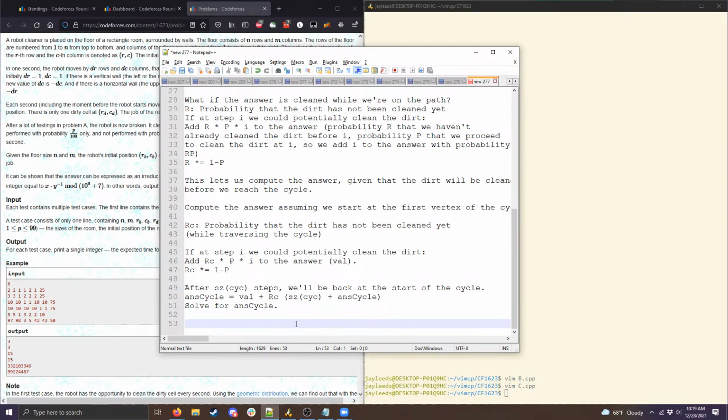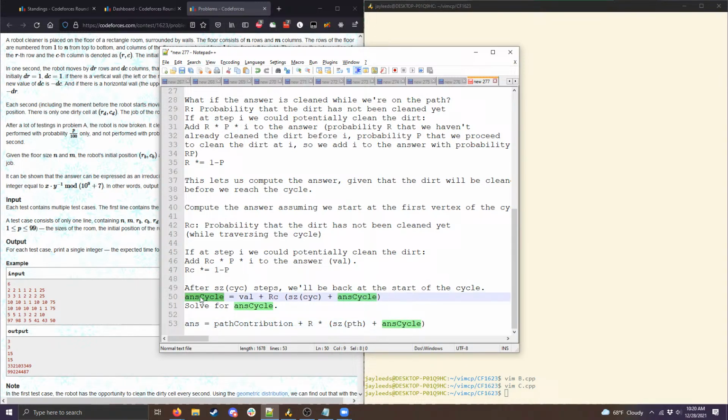And so now let's compute the overall answer. So the answer is, and we're going to do this in a similar way, going to be equal to the contribution that we got from the path up here, plus there's an R chance, where R is the one we use for the path up here, that we end up not cleaning the dirt at any point along the path. We end up getting to the cycle. So it's R times the size of the path, because we're going to go through size of path steps, plus the cycle contribution. Because this cycle answer, I can just say ans cycle, since that's what I called it before.